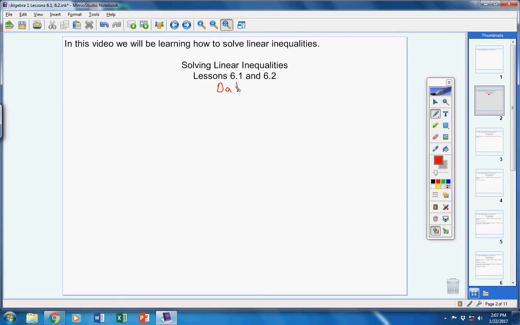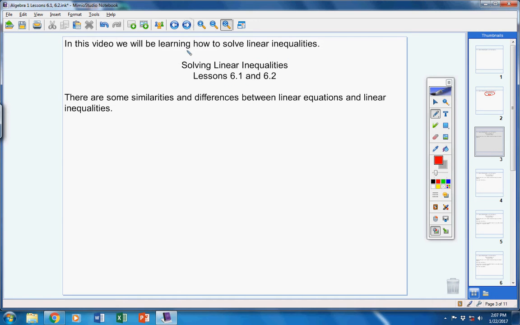Lessons today, and be sure to include today's date. Okay? Please copy all of this down: solving linear inequalities, lesson 6.1 and 6.2, and be sure to include today's date.